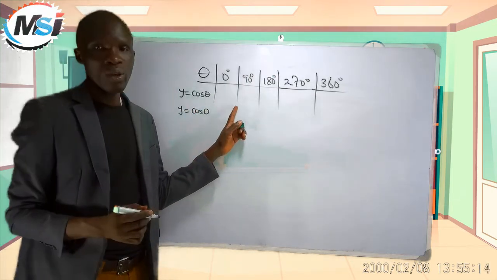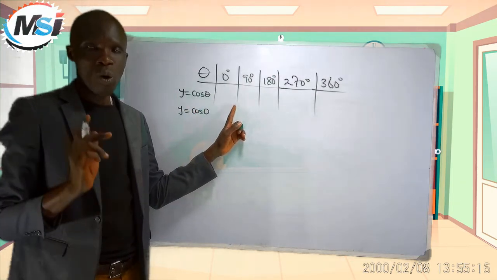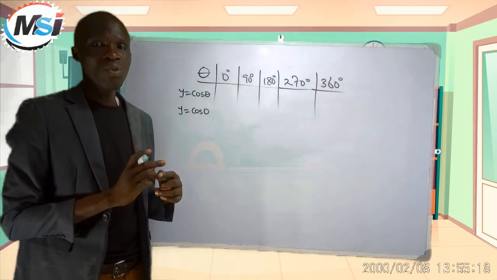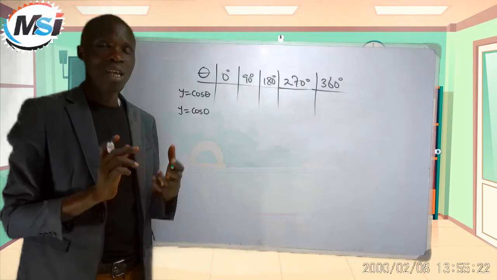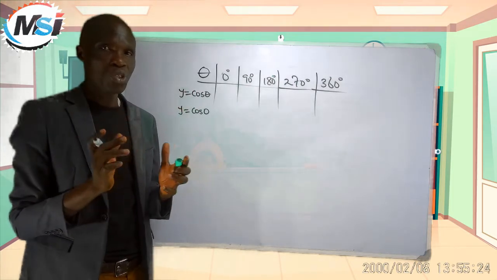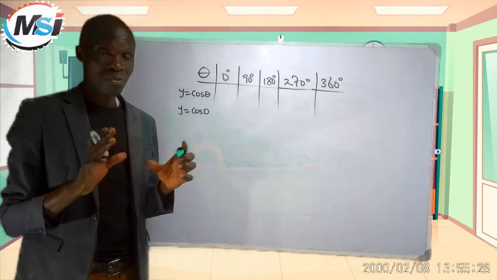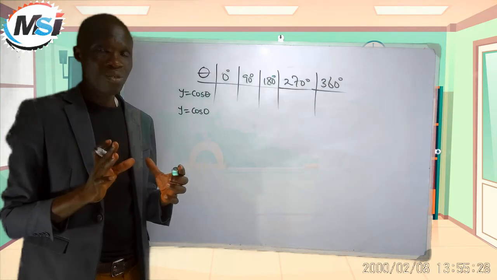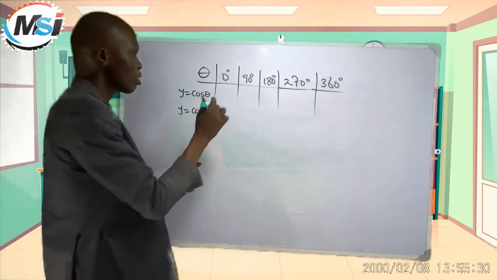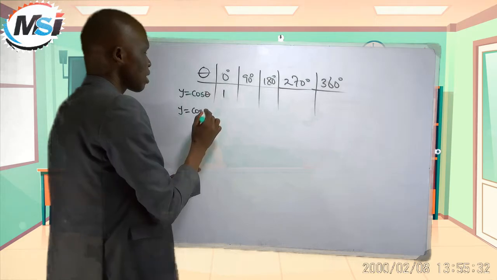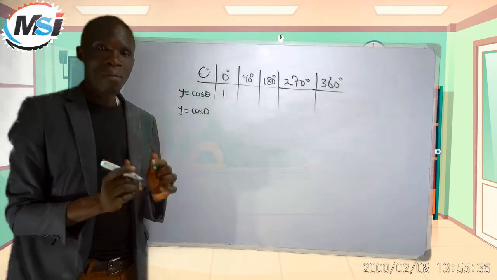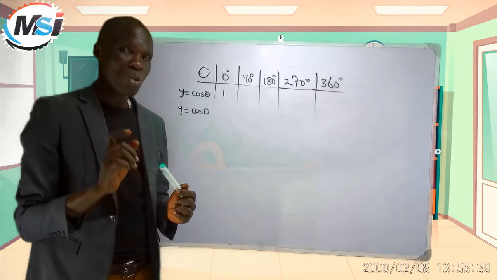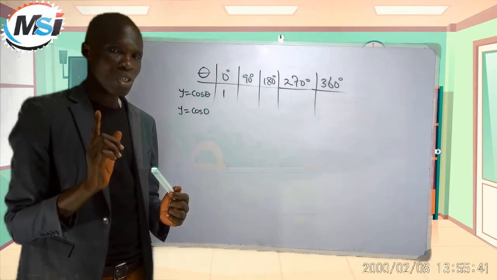Now y will give us cos 0. Cos 0 will give us what? 1. But sine 0 will give us what? 0. You need to understand that. Sometimes you need to have all this information in your brain in order to save you from stress and wasting of your time. So this will give us 1, because cos 0 equals 1. But sine 0 is 0. Do you understand, right?